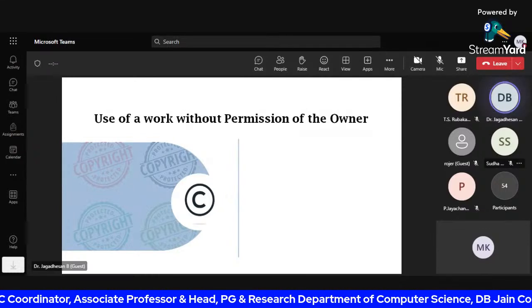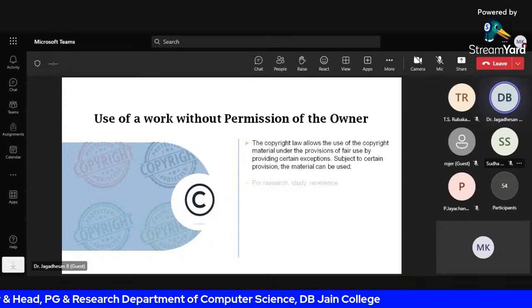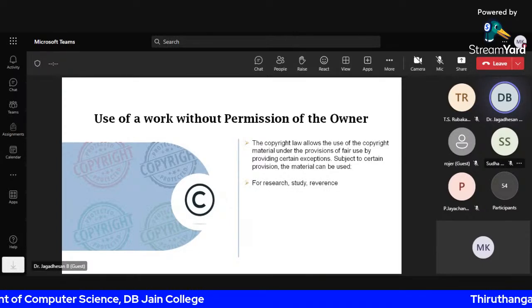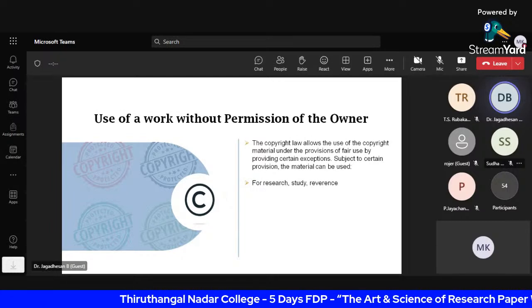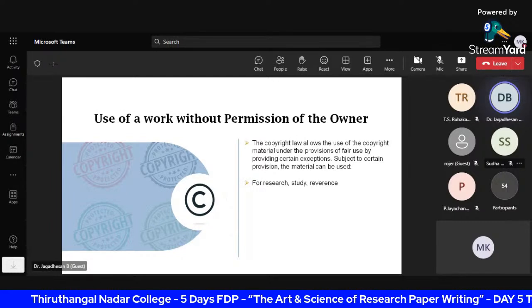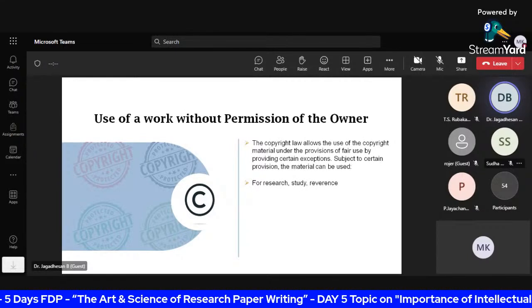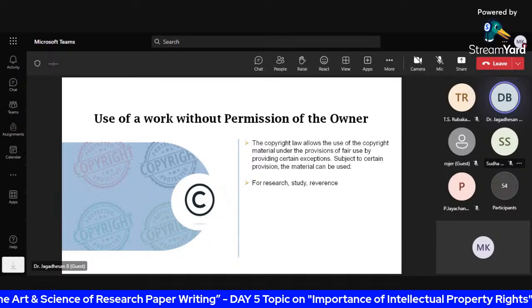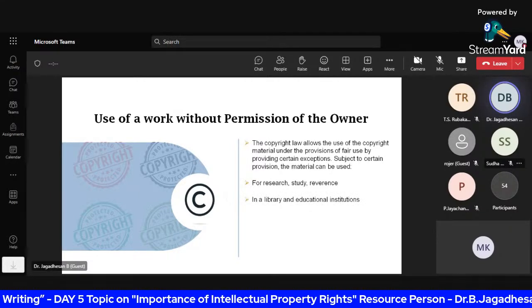Then, use of work without permission of the owner. It is a different aspect. For the past half hour I have told you about ownership and copyright. Suppose using an existing work is illegal: how to avoid that illegality and how to get permission. Now there is a different angle of question: use of work without permission of the owner. Is it possible? Yes, it is possible.